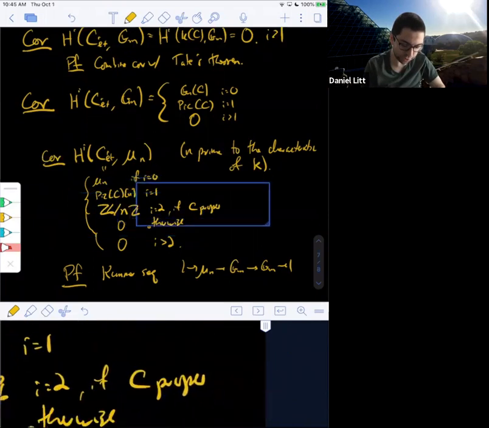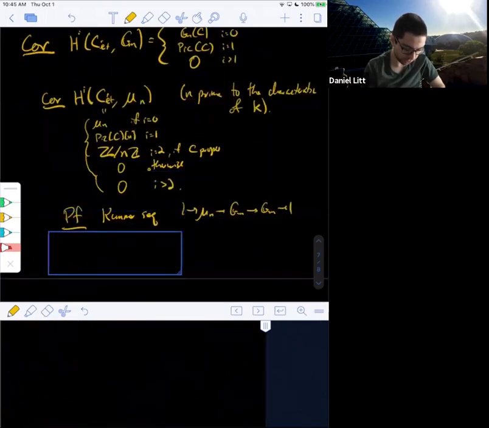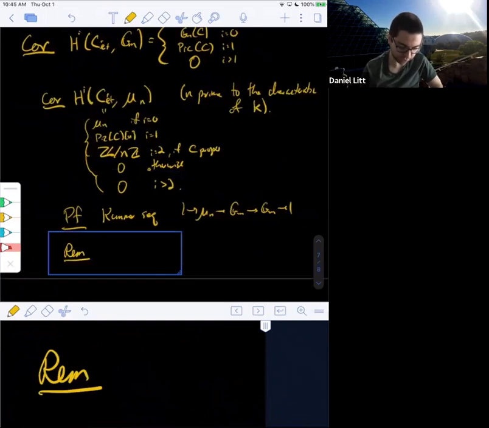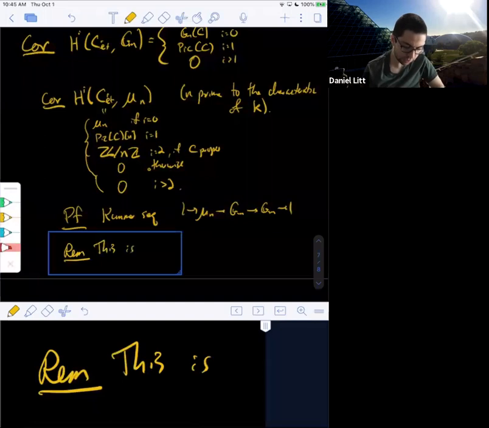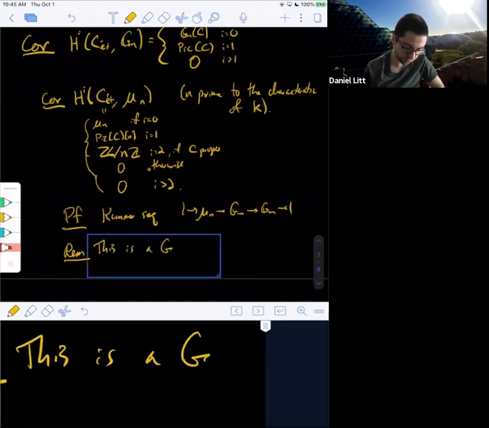Okay, and so I want to make a remark. So a couple remarks. The way I've stated things now is Galois equivariant. So this is a Galois equivariant description.